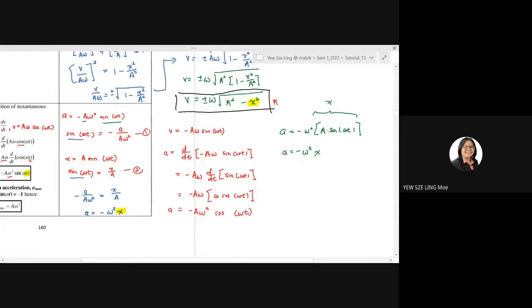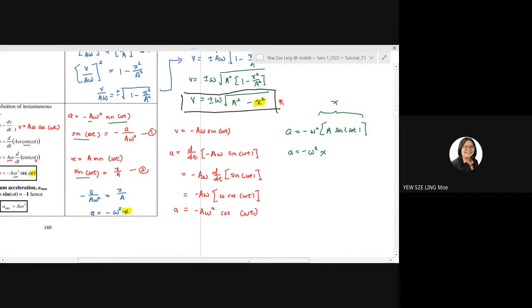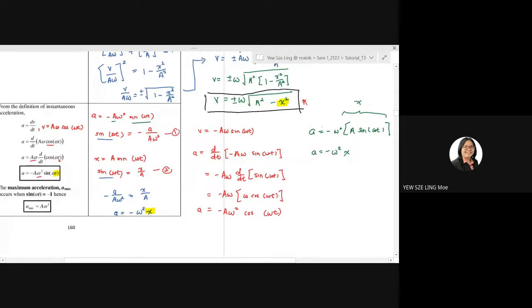Okay, this is the easier way to derive. So the more proper way is in the table, and the shortcut is in green. So I give you 2 minutes to write it down, okay, before we proceed to the next derivations.